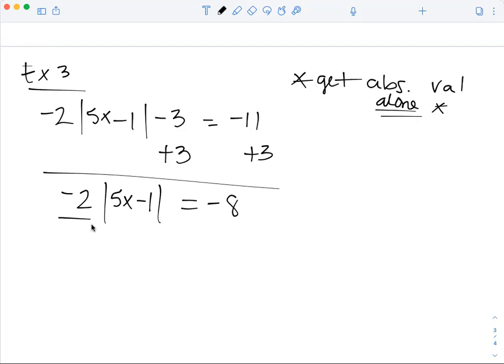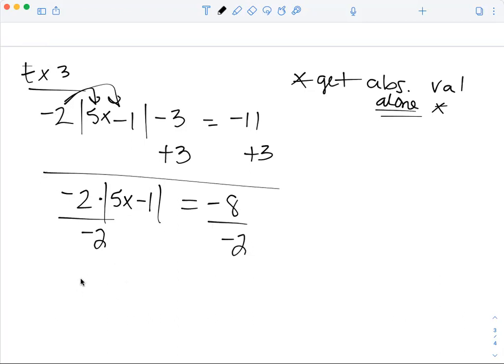-8, divide by -2. Okay, so when we divide by that -2, it doesn't affect the absolute value at all because this is multiplied. And to undo that multiplication, we divide. So we also do not distribute this -2 inside the absolute value. Until we break the bars apart, nothing touches inside the absolute value. Nothing goes in and nothing comes out.